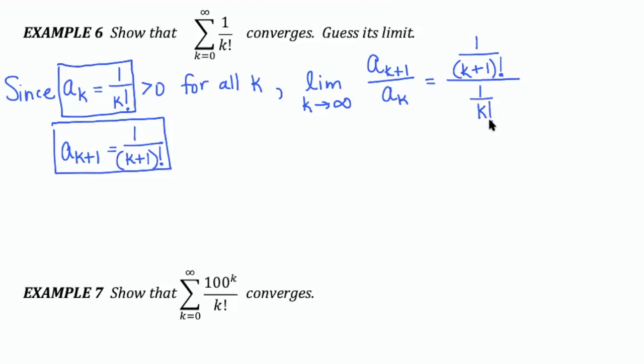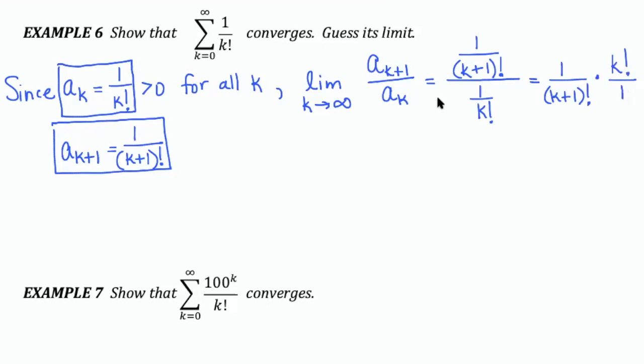Now, because we're taking the ratio of things that are themselves fractions, what you're going to want to do next is say, okay, this is a fraction divided by a fraction, which is the same as keeping the first fraction the same, changing division to multiplication, and flipping that second fraction.